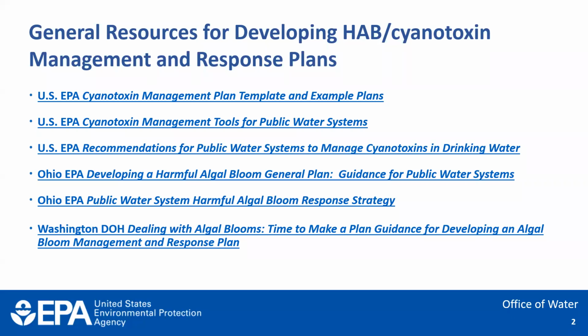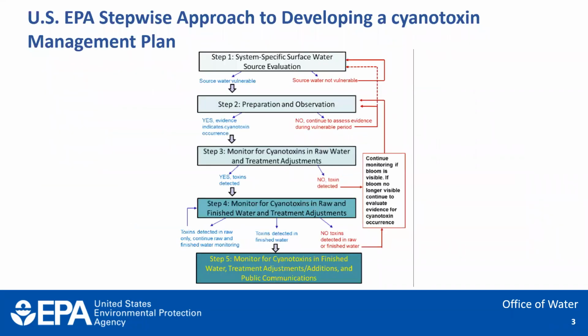And then finally, bringing it a little closer geographically, Washington DOH has some guidance on making plans for HABs. I'm sure there's others out there. These are just what I'm aware of, and there's plenty here to get folks started that haven't really thought about this yet. So this is a figure taken from that recommendations for public water systems document that I have a link to in the previous slide.